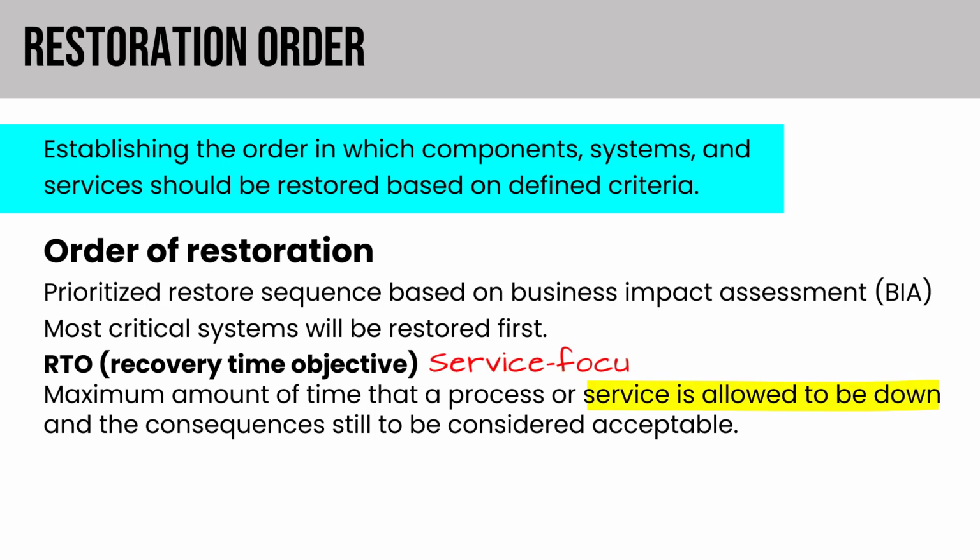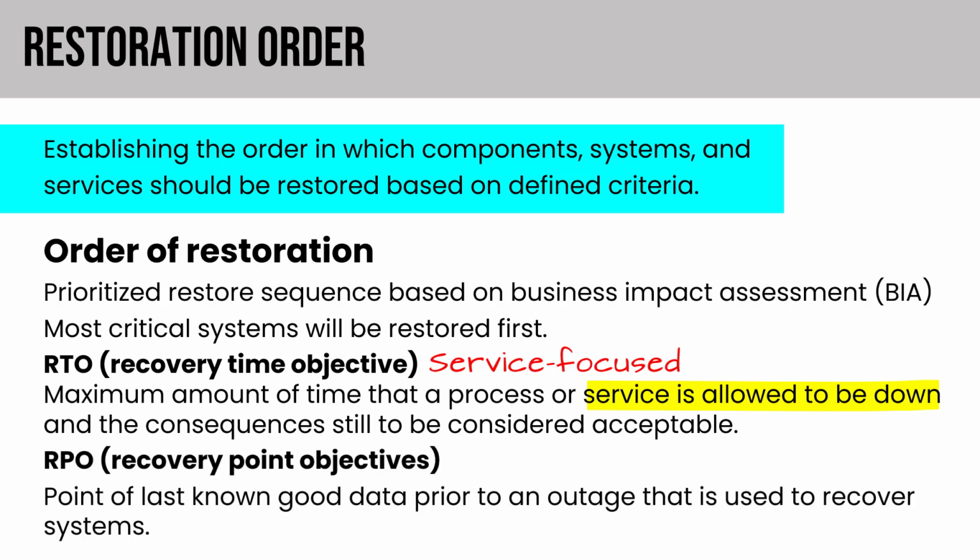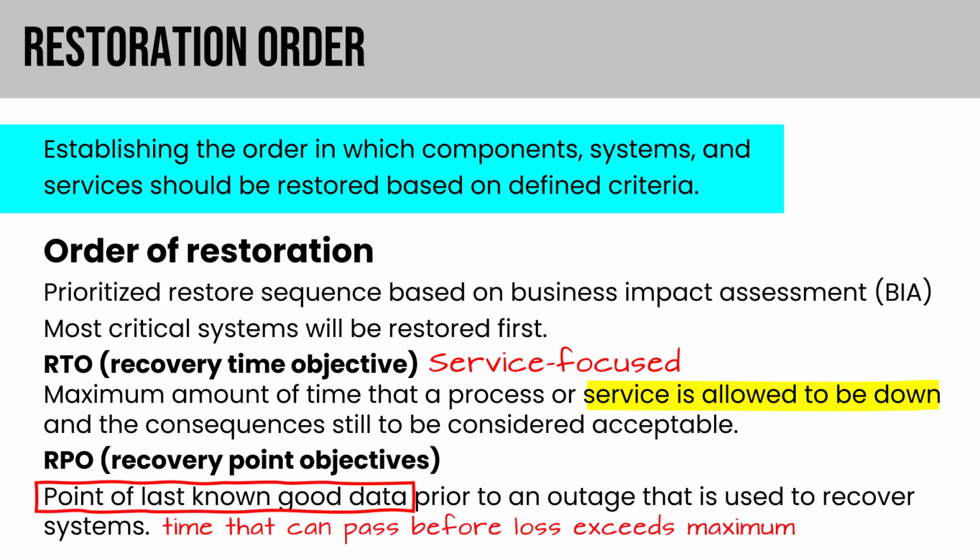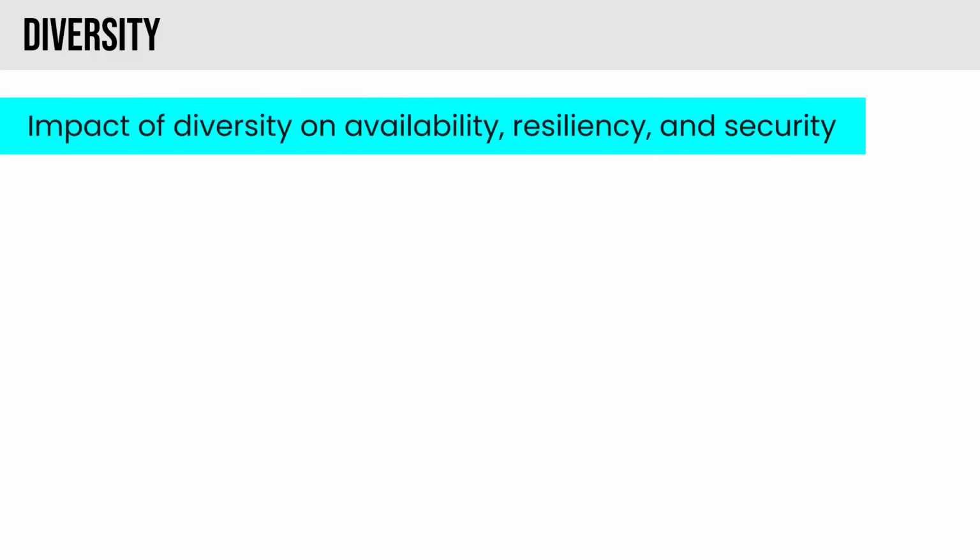So this is service focused, and in the case of some services that are sold to third parties, there'll be a recovery time objective written into the contract, beyond which the service provider moves into a penalty phase. And then we have the recovery point objective, or RPO. This is a point of last known good data prior to an outage that is used to recover systems. This really also tells us the time that can pass before the data loss exceeds maximum tolerance, but this is data focused. And diversity. So the impact of diversity on availability, resiliency, and security.